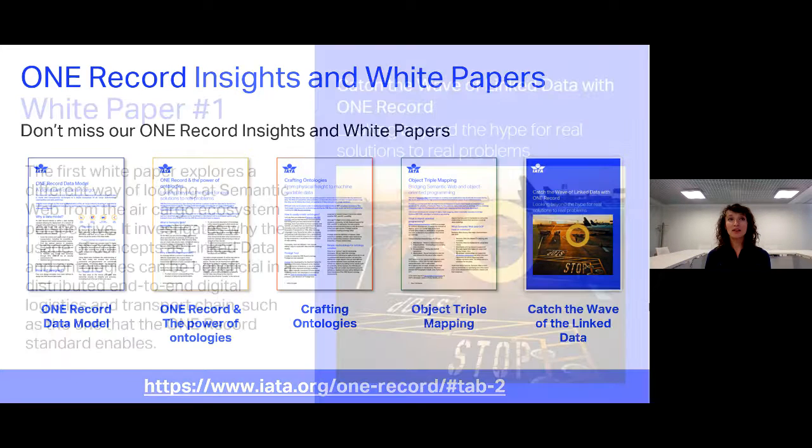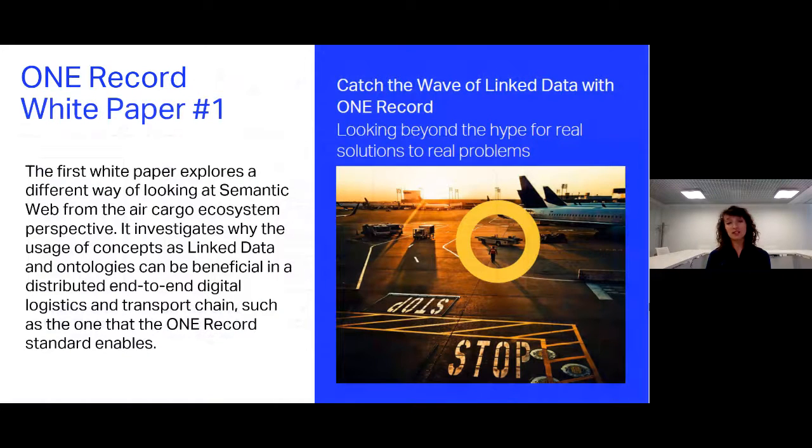Then we have our first one record white paper from a series of 3 white papers. This first white paper matches pretty well our webinar from today. It touches on the semantic web principles, what linked data is, what JSON-LD is, how we create an ontology, what the object triple mapping is, and how you use everything in one record. So I, again, encourage you to go there and take a look.